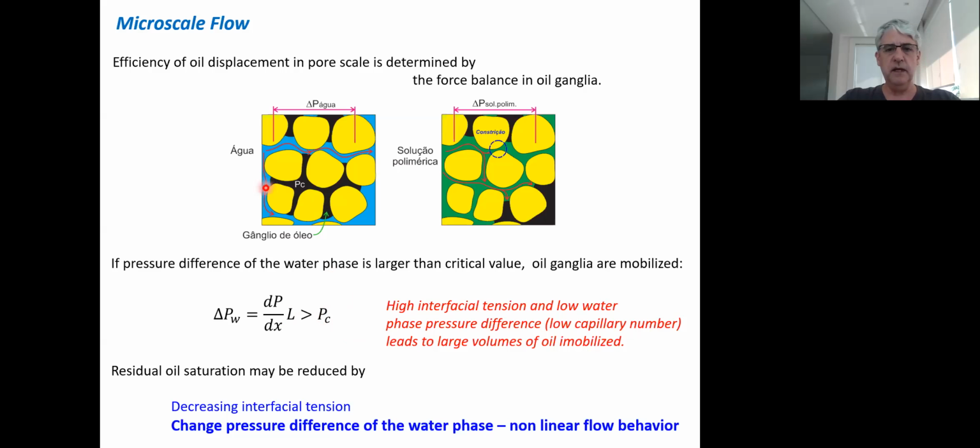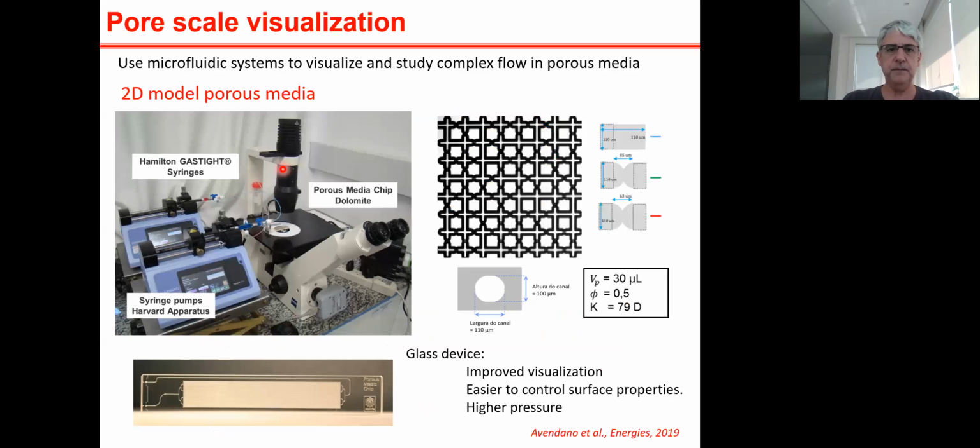So in order to mobilize oil ganglia, you can reduce the capillary pressure, for example, by lowering the interfacial tension between the water and the oil phase, or you can increase the water pressure drop acting on each of the individual ganglia. So here we are going to discuss ways of increasing this pressure drop in the water phase by discussing a nonlinear physical phenomena by adding different agents or different components in this water phase.